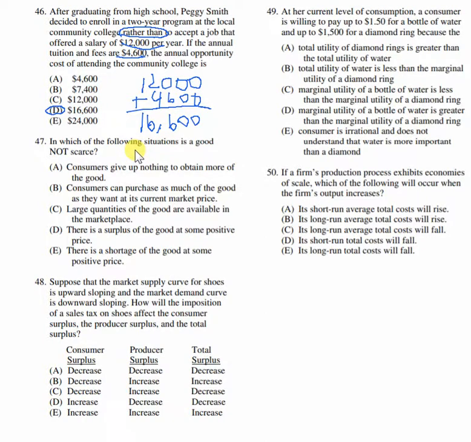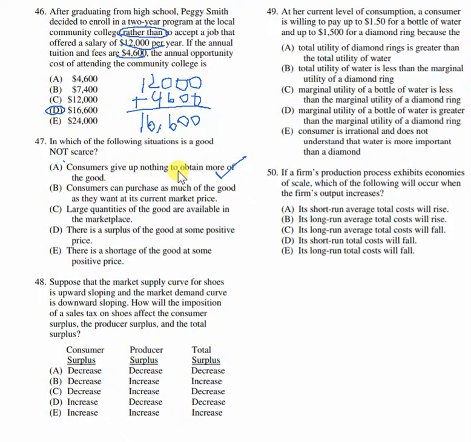Okay, let's look at the answers, knowing the definition, and let's see what makes sense. Consumers give up nothing to obtain more of the good. Well, I think we hit the nail on the head with that one, because if you're paying nothing for it, it's certainly not scarce at all. We pay for nothing when we breathe more, so that would be a correct answer, but let's just look at the other ones.